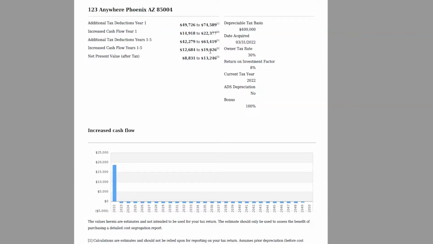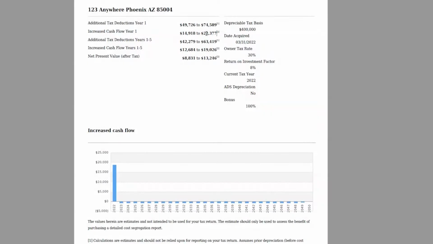Okay, and so that's a scenario, like I said, with $400,000 depreciable basis. So if you had to spend $1,000 to save this much in taxes, would you say it's worth it? I would say it's worth it. Yeah, it's probably worth it, right? It makes sense in this scenario to do it.